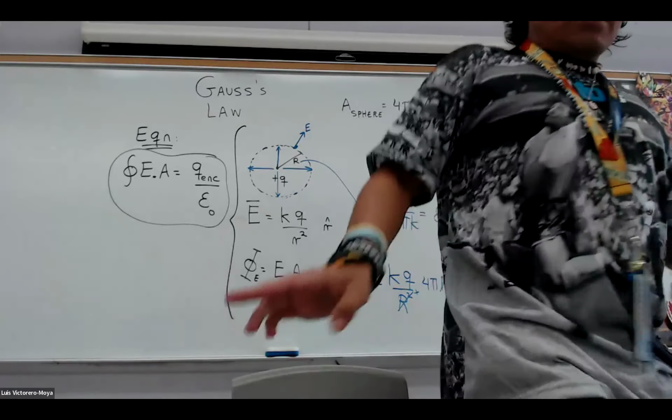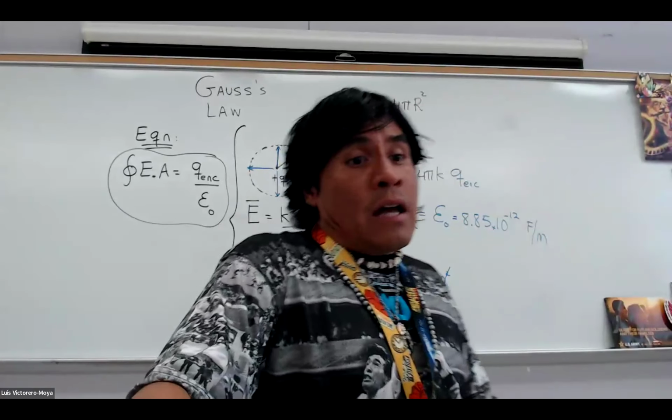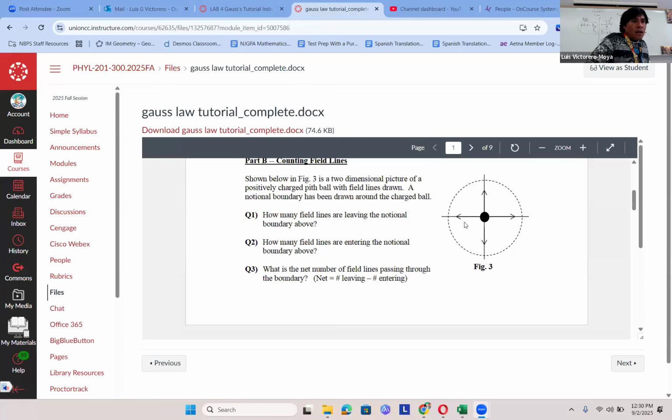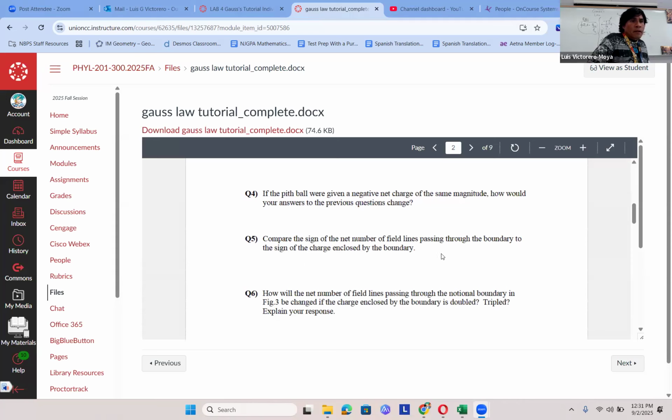So in this section here, I have answered quite a few of the questions that you guys have in this lab. How many field lines are leaving the boundary? None of them, right? 0. How many lines are entering, or how many are leaving? 4. How many are entering? None. So the number of lines passing through the boundary is 4 minus 0, 4. It's 4 lines.